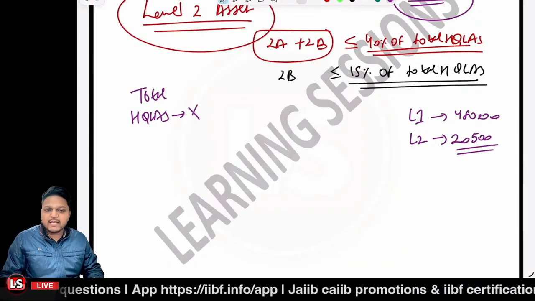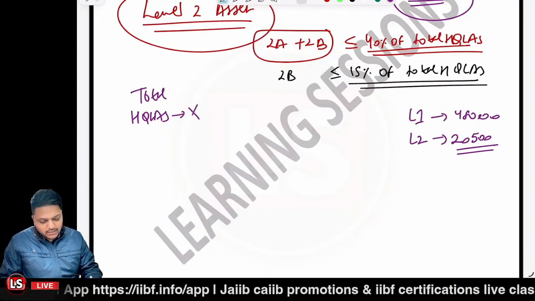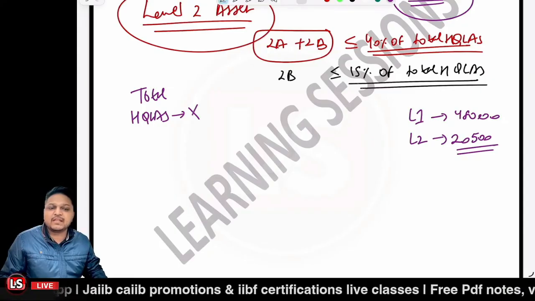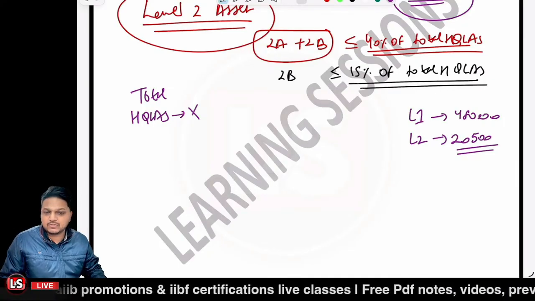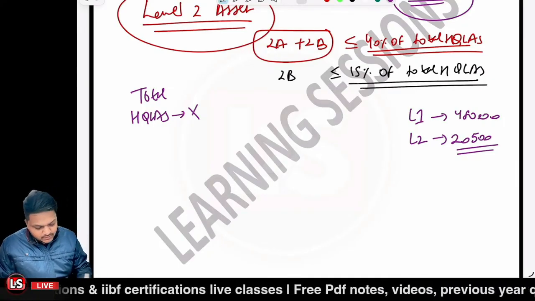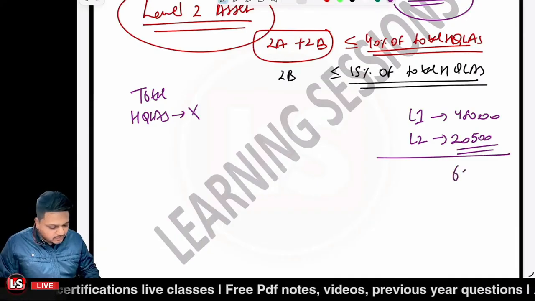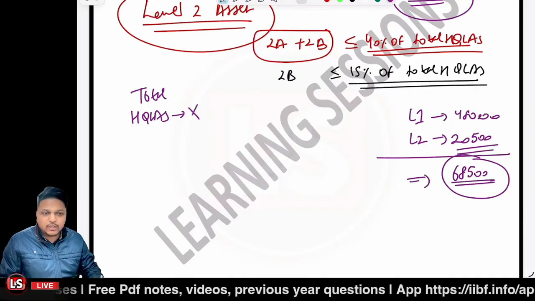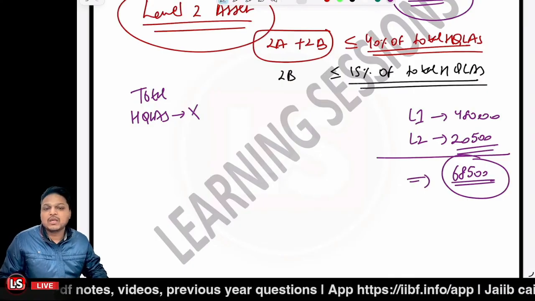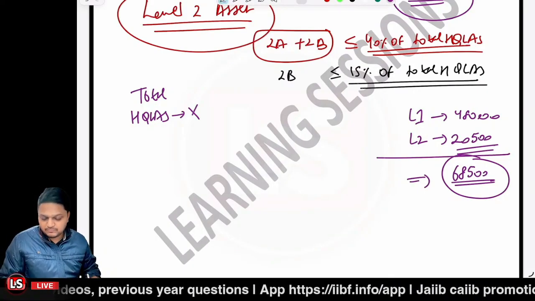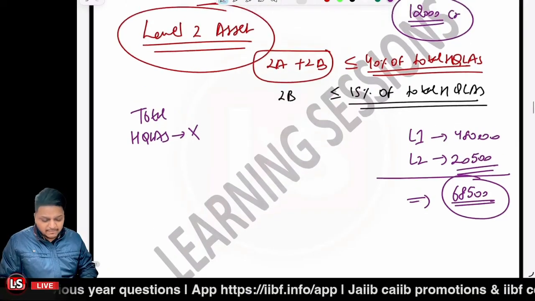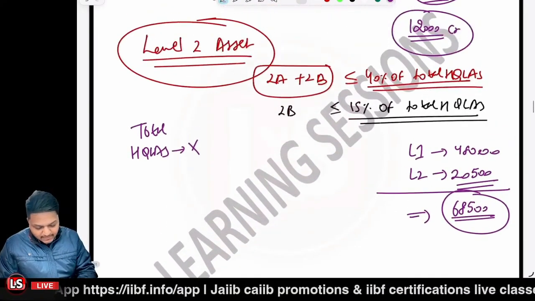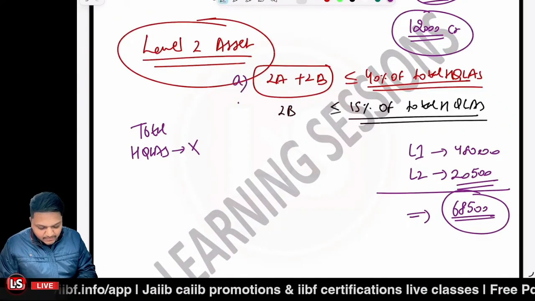Now we have the level 1 assets total and the level 2 assets total, so the total preliminary assets we can say is 68,500 crores. This is not the final one, but we are supposing it to be the final one first of all. Now we have to check the cap. The first cap is for the level 2 assets, 20,500 crores. Let me write A over here and B over here.